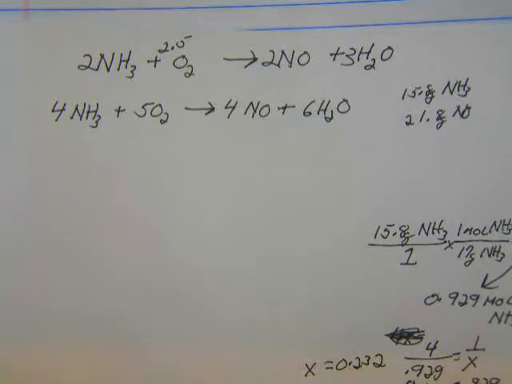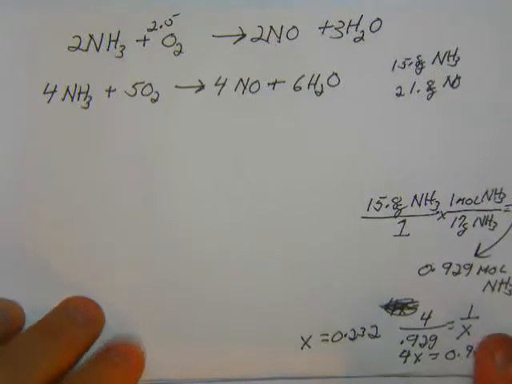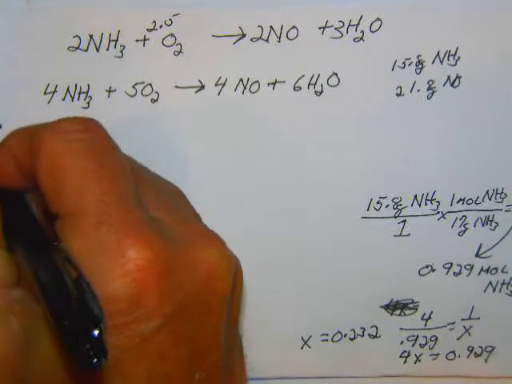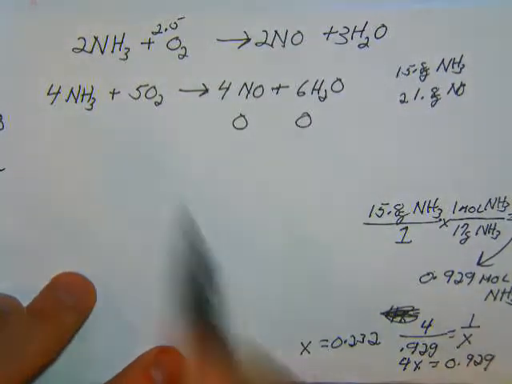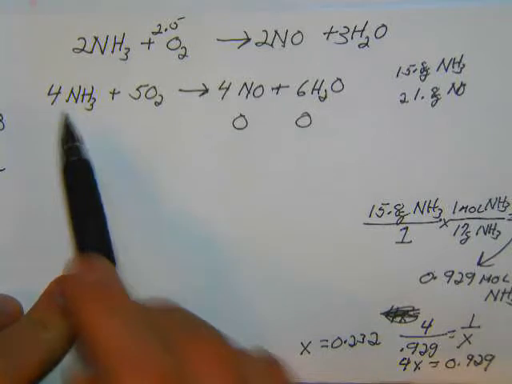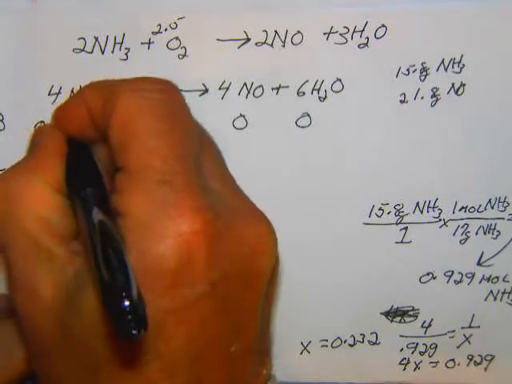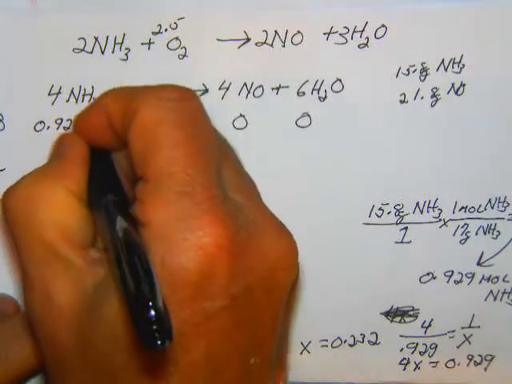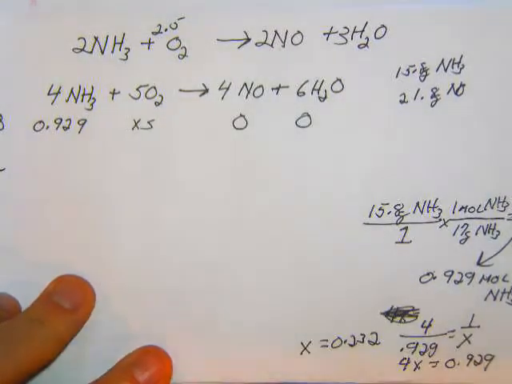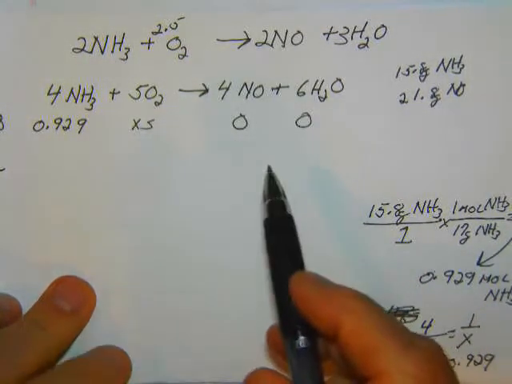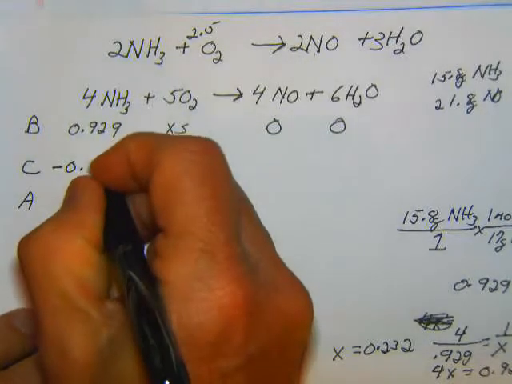Alright, so we've got that now. Just like the other problems we did, we can go back and start crunching this out: the before, the change, and the after. Well, we know we get nothing here. So the before, we know how much ammonia we got. We got 0.929. We have excess oxygen. The problem said that, and we don't know how much of that we have yet. So the change, we're going to lose all of this, 0.929.